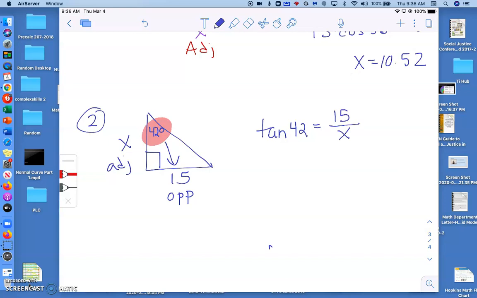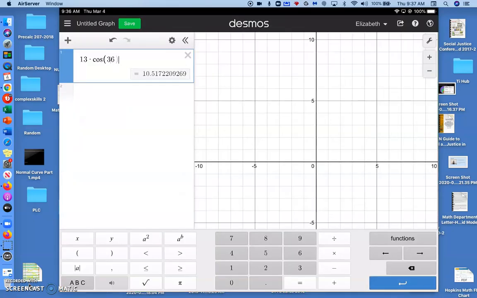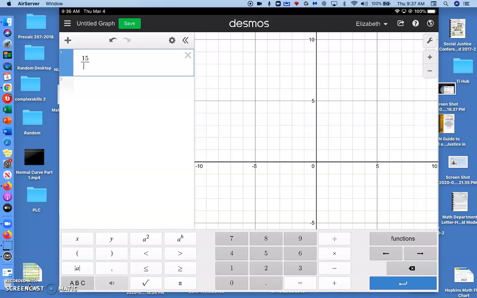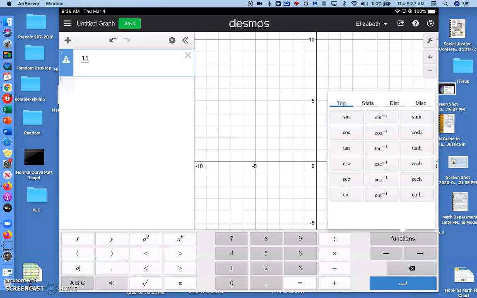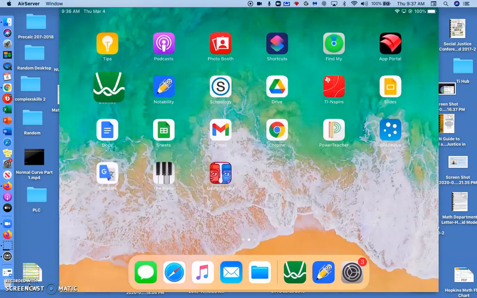So let's get rid of our fraction here. So times x times x. So x times the tangent of 42 equals 15. And then to solve for x, we divide by the tan of 42. So we have x equals, and again, hit that wrench key. Yep, we're still in degrees. So 15 divided by the tangent of 42, 16.66.